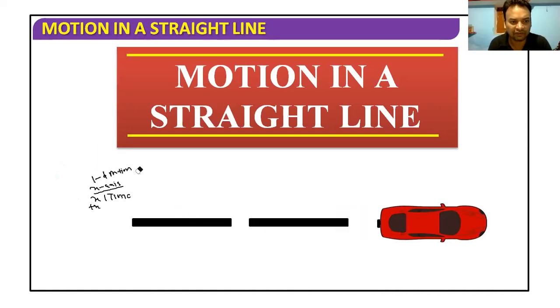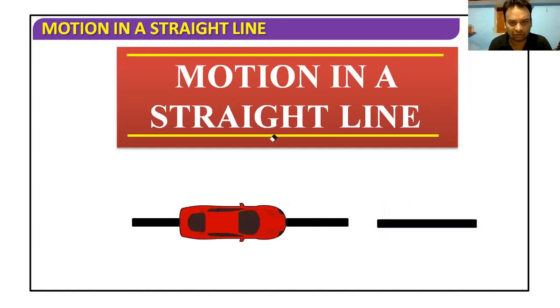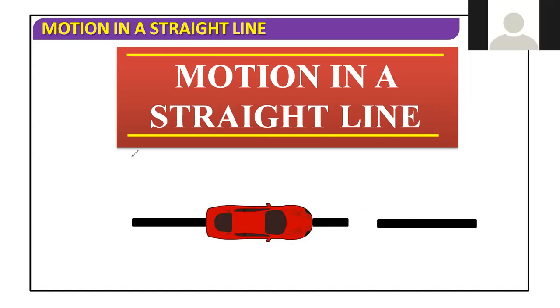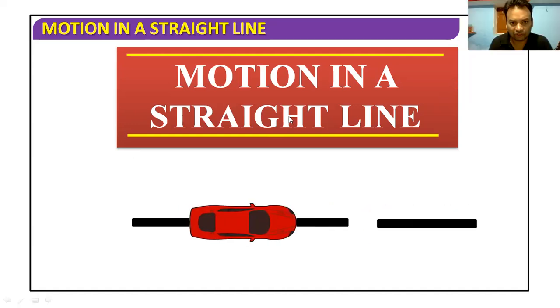Dimension can be any axis, x-axis, y-axis or z-axis. You can take any axis. So this is a one-dimensional motion.